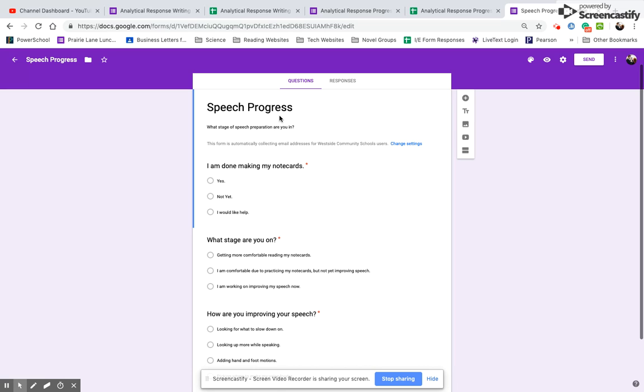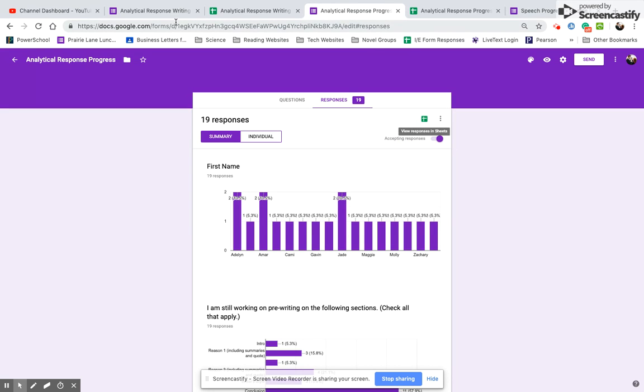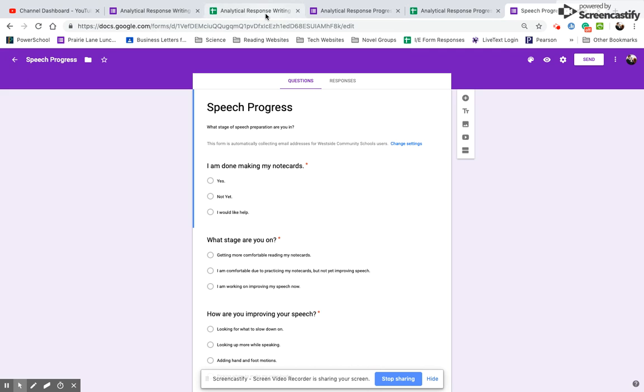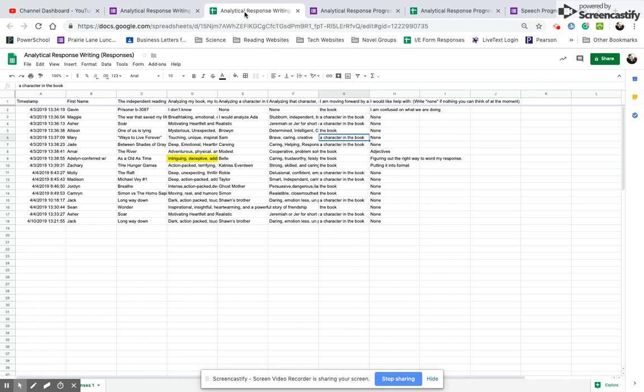I also did it for speech, but I do this in multiple ways. I will attach all of these options in case you want them, so that you can make a copy of it, or use it just how you have it if you like that.